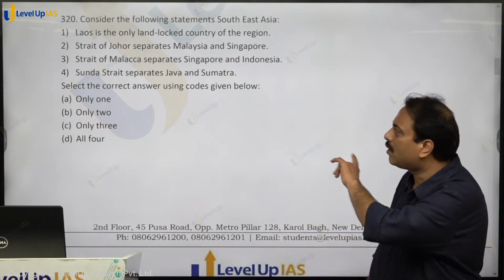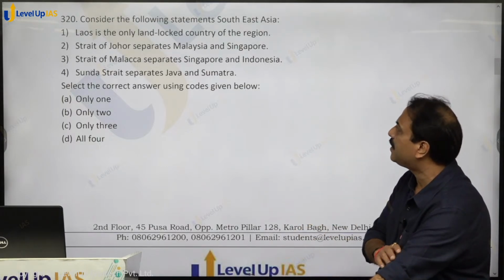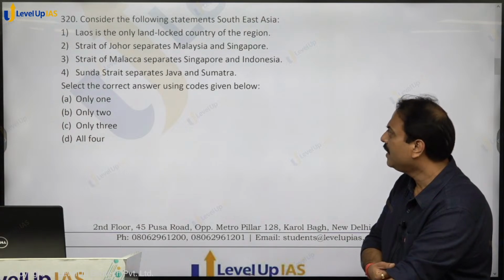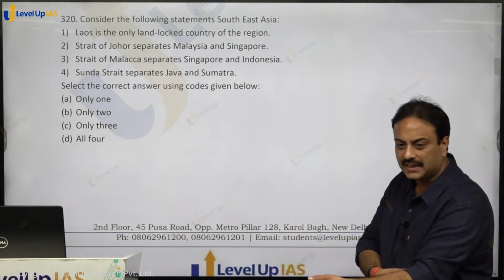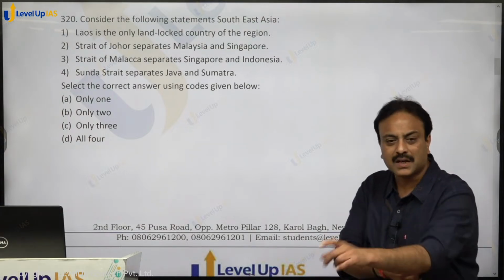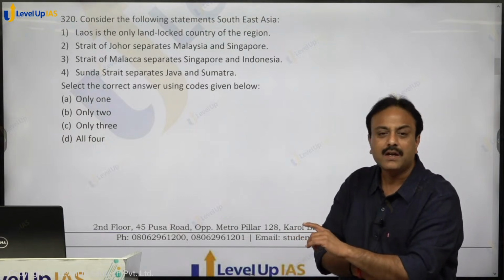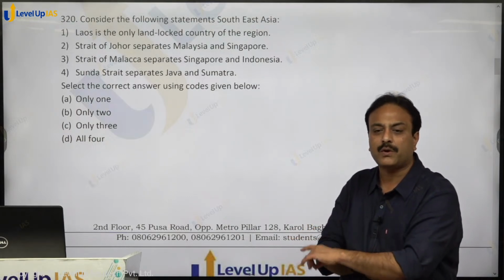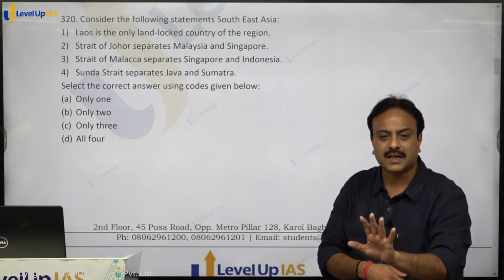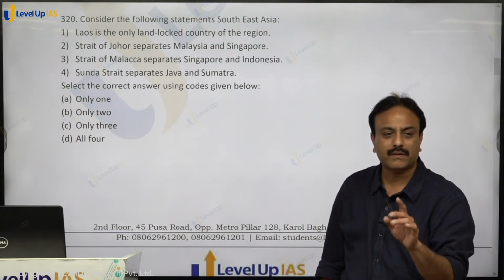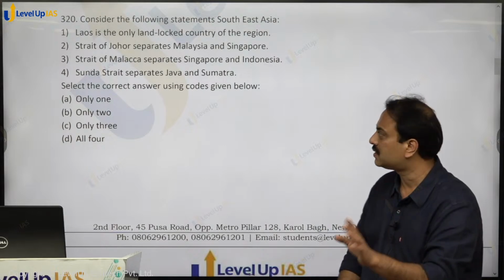So there it was, all 4 pairs. Now consider the following statements. Southeast Asia: Laos is the only landlocked country of the region. Myanmar, Thailand, Laos, Vietnam, Cambodia, Singapore, Malaysia, Philippines, Brunei, Indonesia. These 10 countries are in Southeast Asia. Out of that, only one landlocked country, Laos.